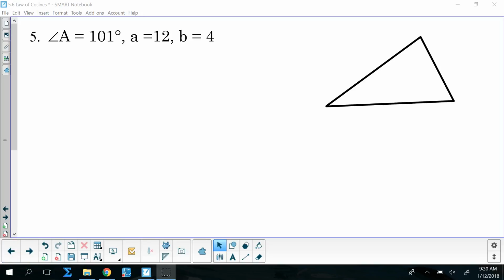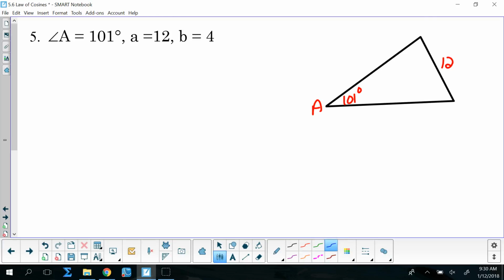So on this particular one, we've got angle A is 101 degrees, and we've got side A is 12. What is that automatically already screaming to you? Law of sines, right? Because I've got a complete one, right?